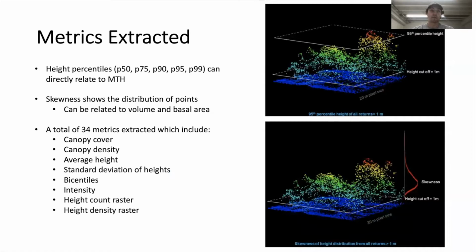All in all, a total of 34 metrics were extracted, which included canopy cover, canopy density, average height, standard deviation of heights, percentiles, intensity, height count raster, and a height density raster.